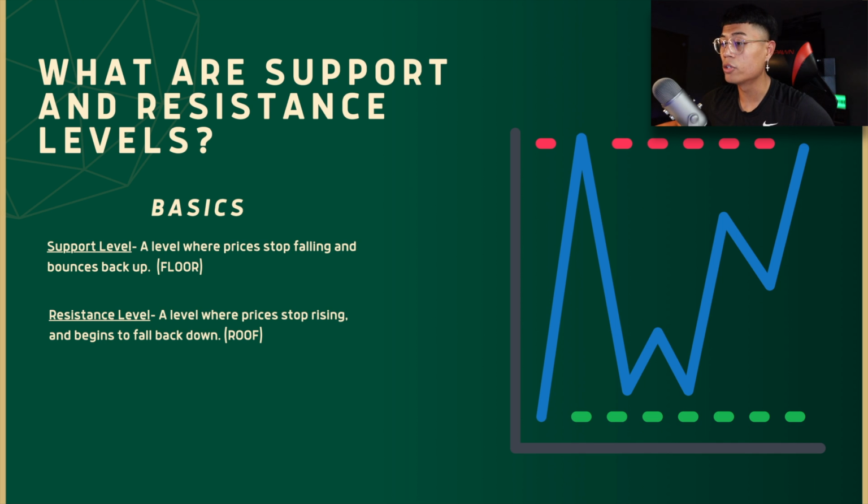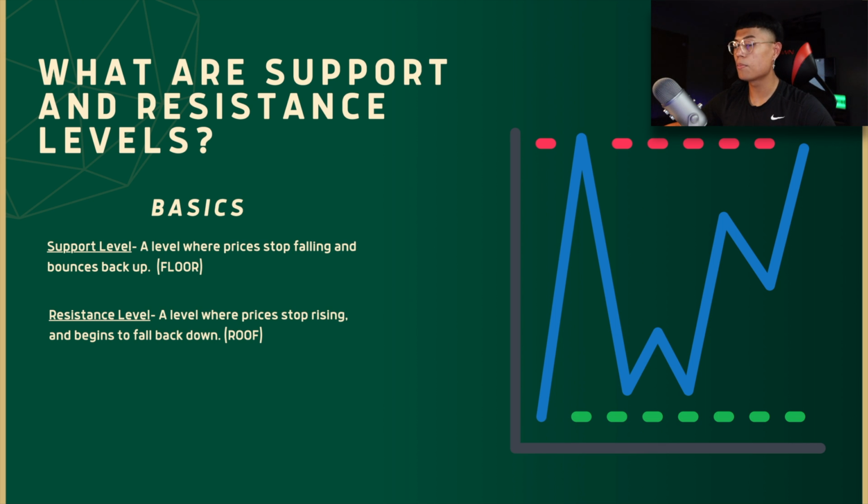Basically, your support level is a level where prices stop falling and bounce back up. If you look at this picture to the right, our green dotted line represents our support level. Our resistance level is a level where prices stop rising and begin to fall back down. Pretty simple, right? Right here you can see the red dotted line is our resistance level.